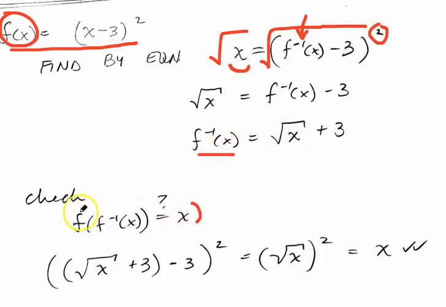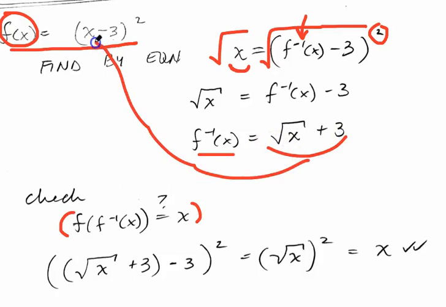I check it just to make sure I've got the right answer. So I take the inverse function and I plug it into the original function. So I'm going to take that quantity right there and I'm going to plug it in for x right there. And so that's what I'm doing math-wise. The plus 3 and the minus 3 cancel, and so I've got the square root squared, and that equals x.